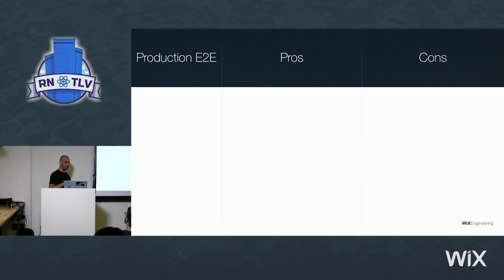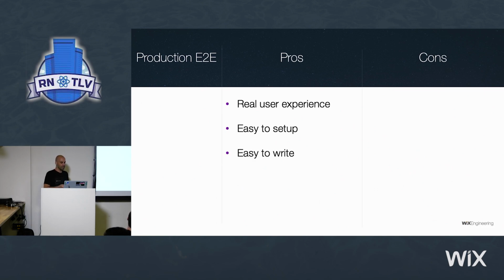Production E2E tests have their own pros, of course. These tests are as close as possible to the real user experience, logging in with real users' credentials against production endpoints, and it's very easy to set up. We just launch the app, use the Detox API, and that's it. You don't have to do anything else. And it's very easy to write because you just find an element, interact, and expect something to happen.